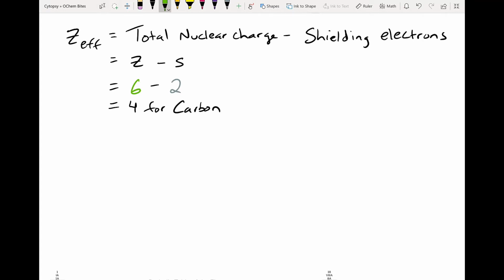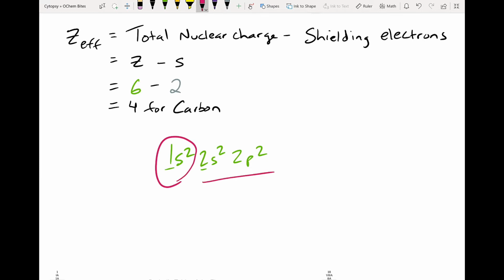Another way you can figure this out is by just writing the electron configuration for carbon. So that's 1s2, 2s2, 2p2. You can see there are only 2 electrons that are in the 1s orbitals, and the remaining are in the 2 principal number, 2s2 and 2p2. So these ones are the ones that are going to be shielding. These ones will not be shielding.